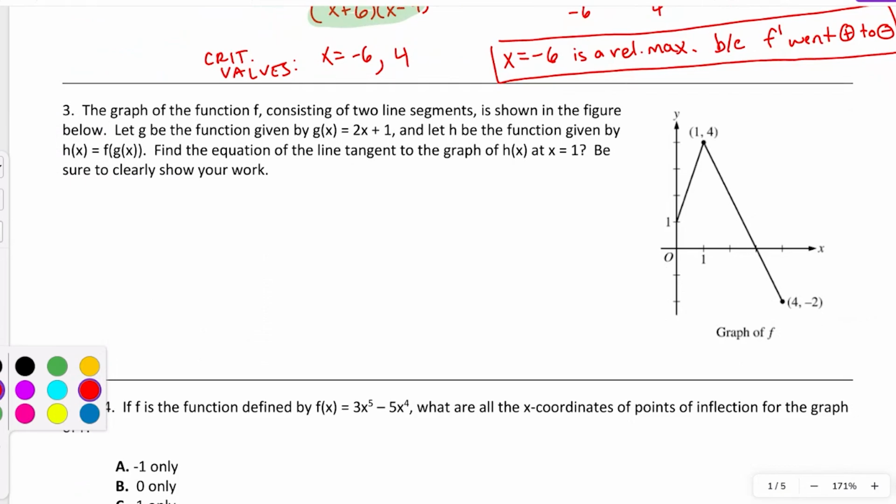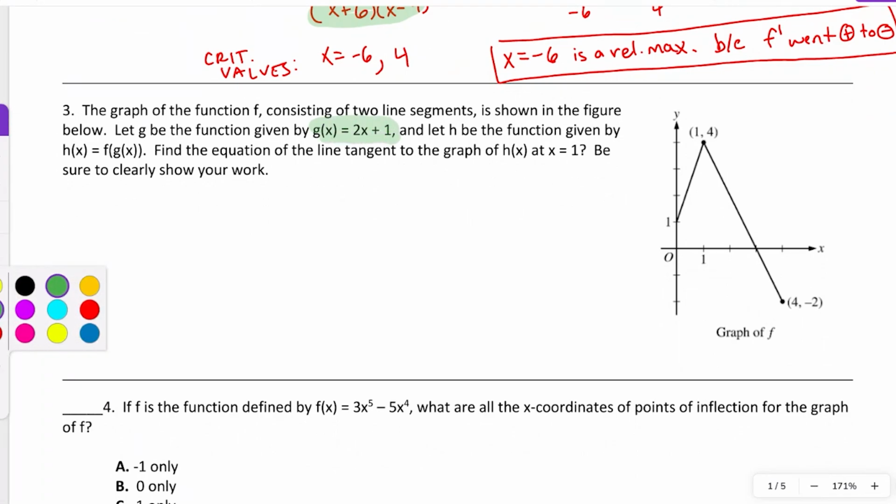Number 3, it says let the graph of the function f, consisting of two line segments, be shown in the figure below. Let g be a function given by g of x is 2x plus 1. Okay, so g is going to be this linear function here. H be a function given by f of g of x. So that's going to be a composite. Anytime we see a composite, most likely we're going to have to be working with the chain rule. Find the equation of the line tangent to the graph of h of x at x equals 1.